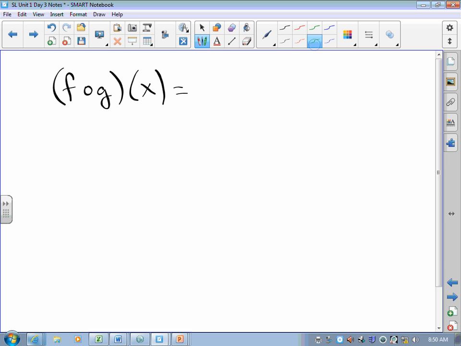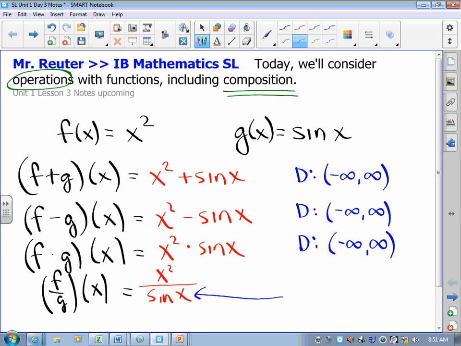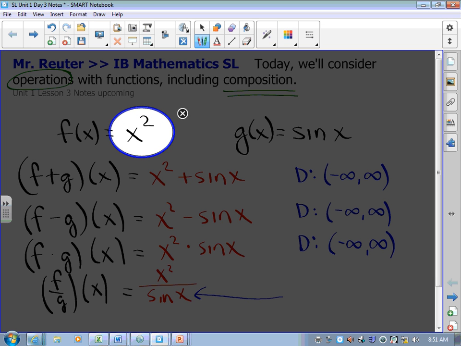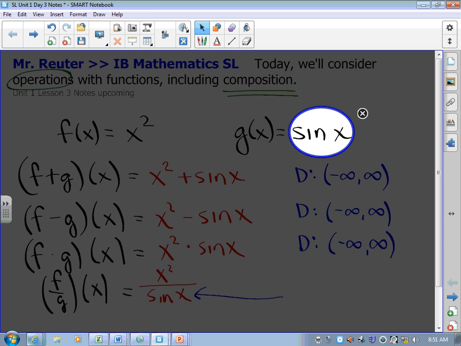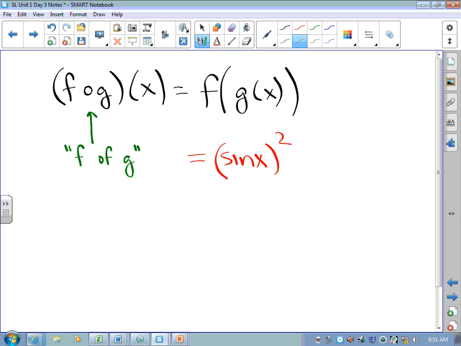And this is f of g of x. And all that means is I take the f function and I use as its input the g function. F of g is f of g of x. So in our case from the last slide, that would be taking the f function, and the f function is this one, and using as its input that one. So I have to square something. The thing I have to square is sine of x. I square the input.